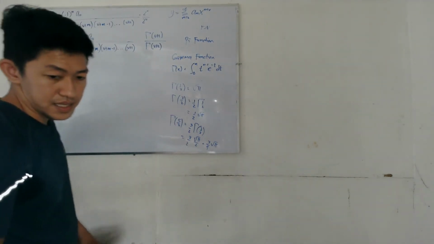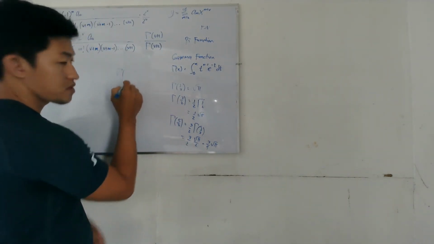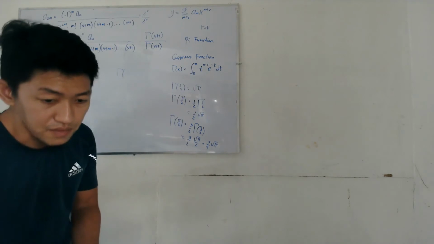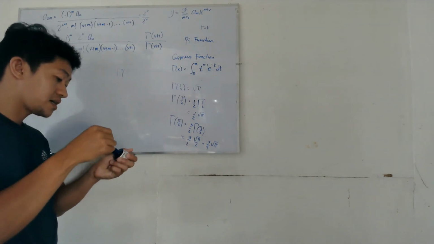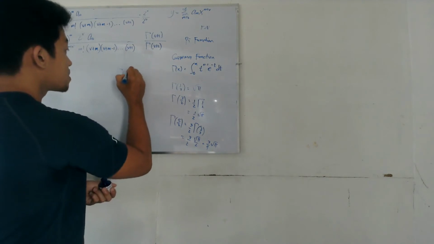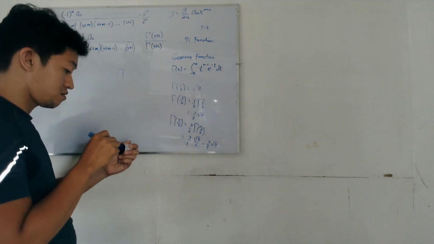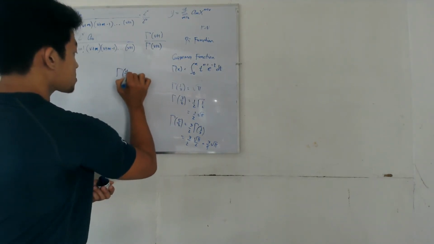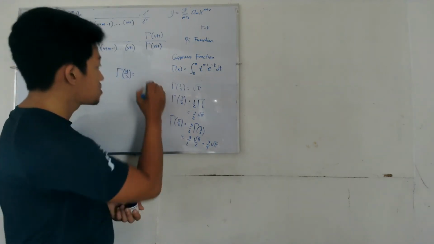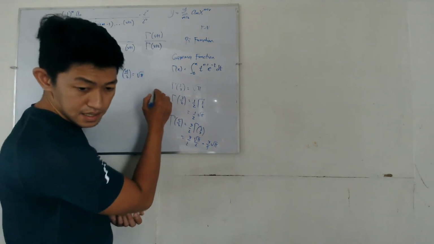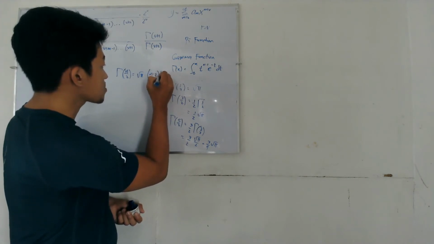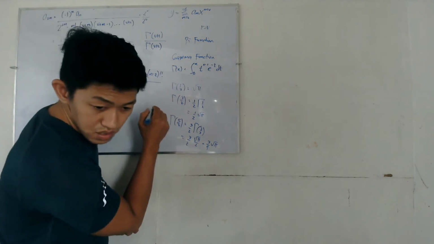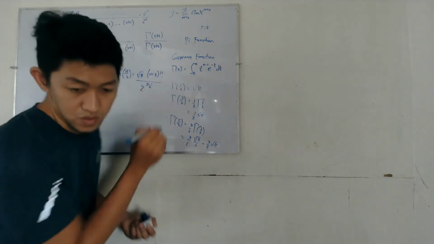Okay, so in general, there is a formula for gamma of n over 2. Gamma of n over 2 is equal to square root of pi times n minus 2 double factorial over 2 to the power n minus 1 over 2.